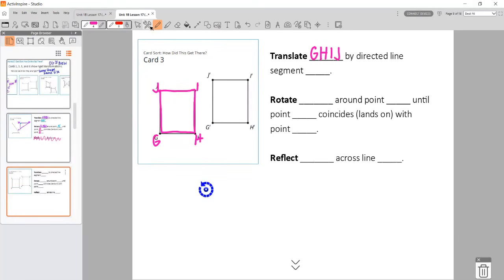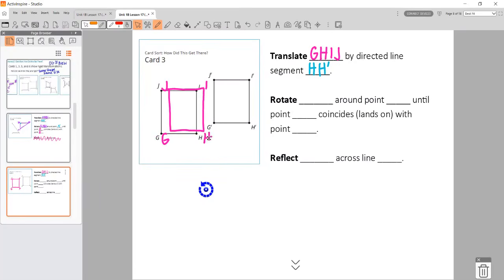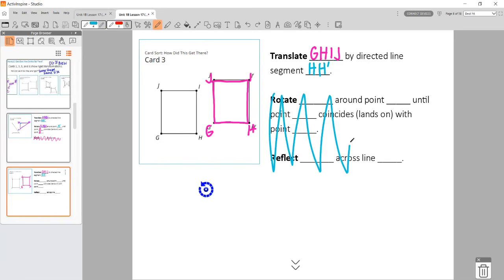So shape GHIJ, we're going to move that by the directed line segment, and now pick whichever letters you want to go together. It can literally be any of them, okay, as long as it just goes to its image. So I'm going to pick H, and I'm going to move it to H prime because that's its image. So I'm going to grab the quadrilateral, and I'm going to move it along the directed line segment that puts H to H prime. And when I did that, it actually landed the entire quadrilateral on top of all of the other points. So now all 4 points are matched up, so we don't need to do anything else. That one just moved by a translation.